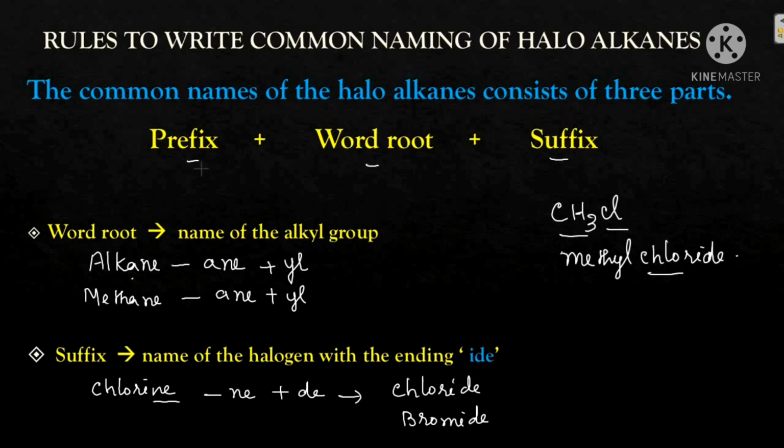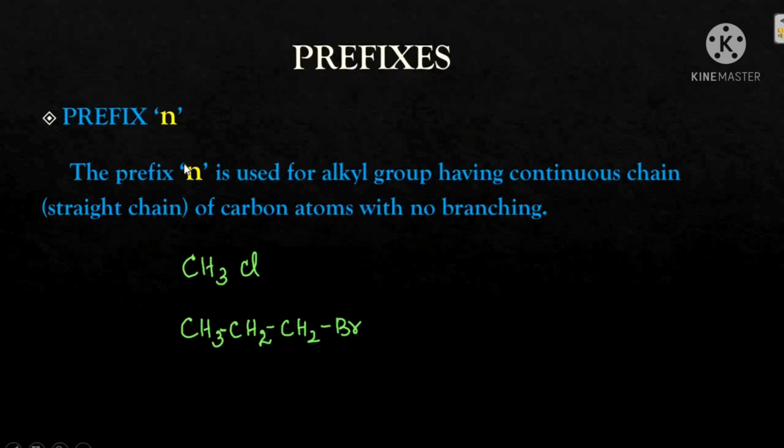Now we are going to see the different types of prefixes which should be added in front of this word root. The first prefix is n. When should we make use of this prefix n? The prefix n is used for an alkyl group having a continuous chain of carbon atoms with no branching. It should be a straight chain without any side chain or branching. For those compounds you should give the prefix n.